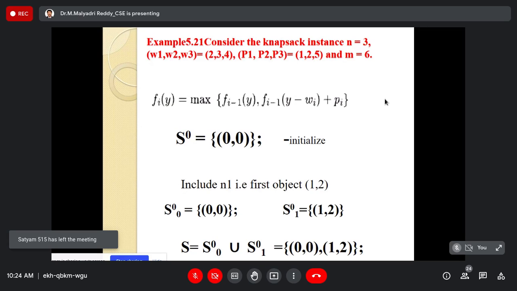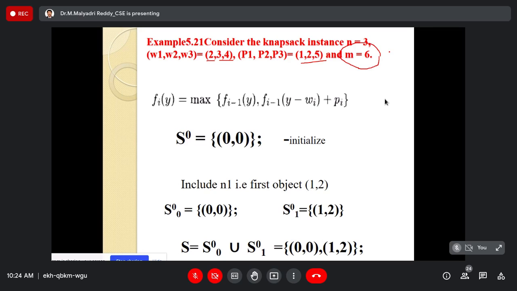That is the problem. Suppose in this problem n is equal to 3, that means we have n items, the 3 objects we have to include into the knapsack with respect to weights and profits, with a bag capacity of 6. Check this one. Weights are 2, 3, 4. Profits are 1, 2, 5. These are all the resources with maximum capacity 6.